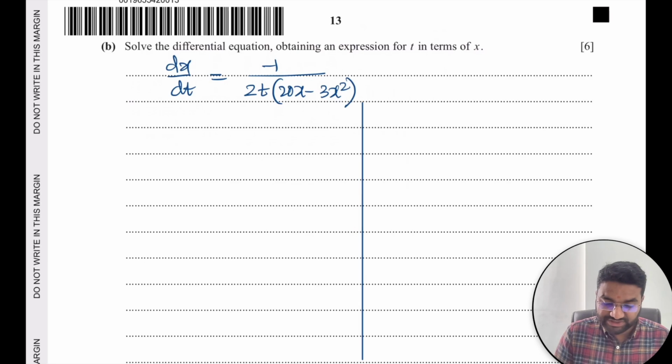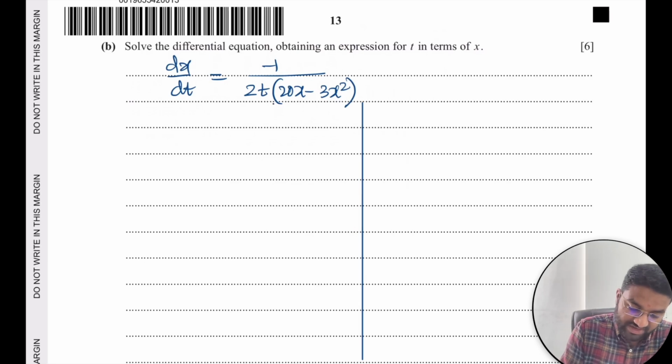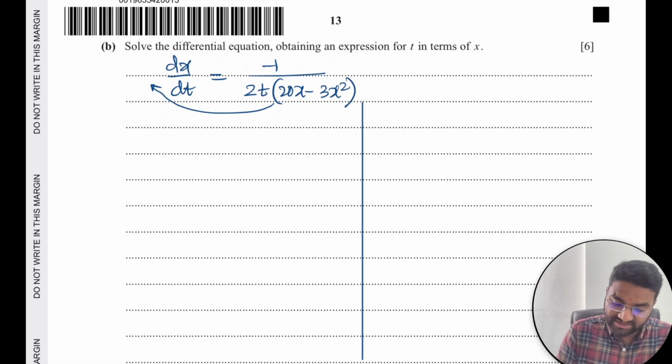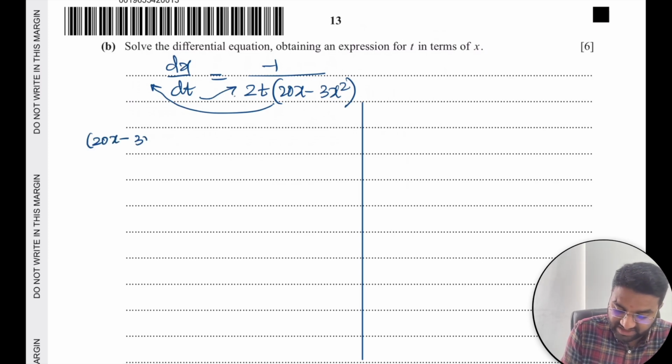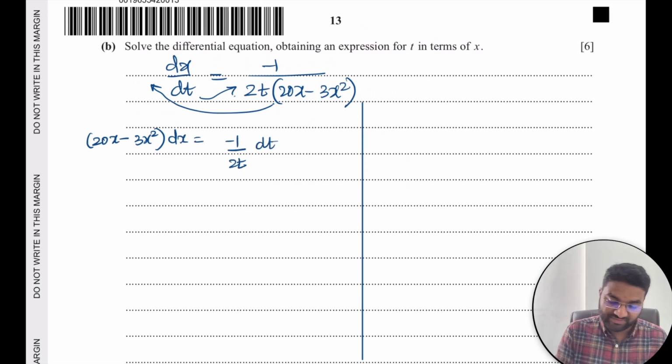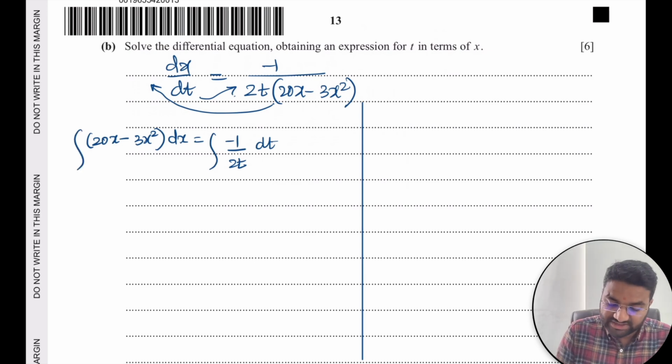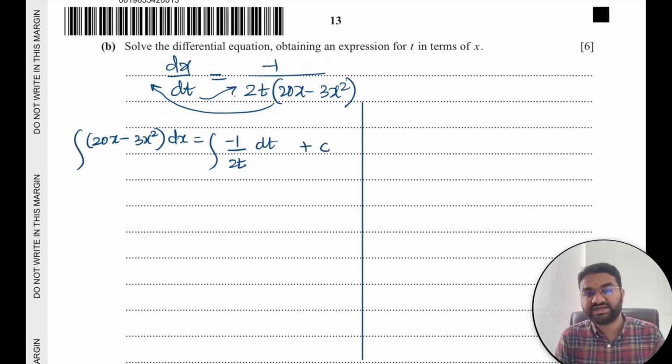So rearrange these equations. Transfer this 20x minus 3x square to the left and dx to the right. So it will be (20x minus 3x square) dx is equal to negative 1 upon 2t dt. Fine. And take the integration on both sides. So the constant of integration is c, which we have to take here.